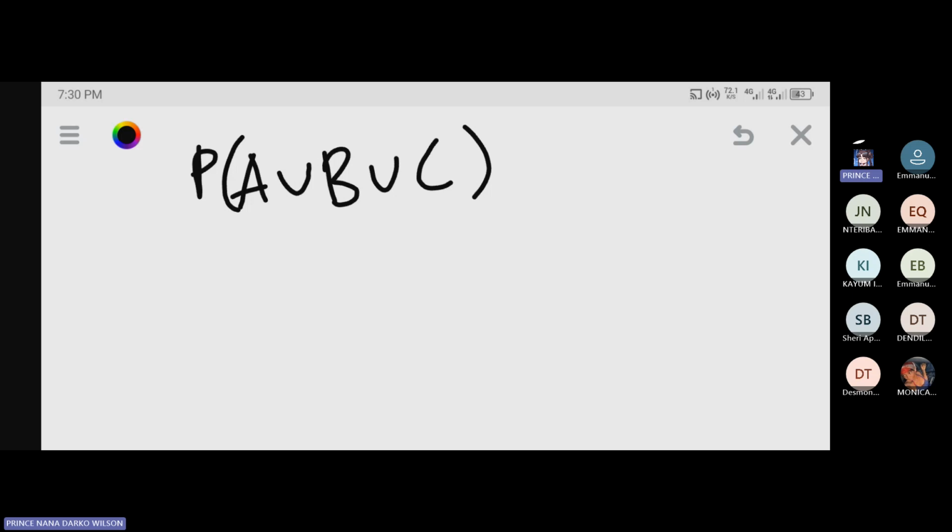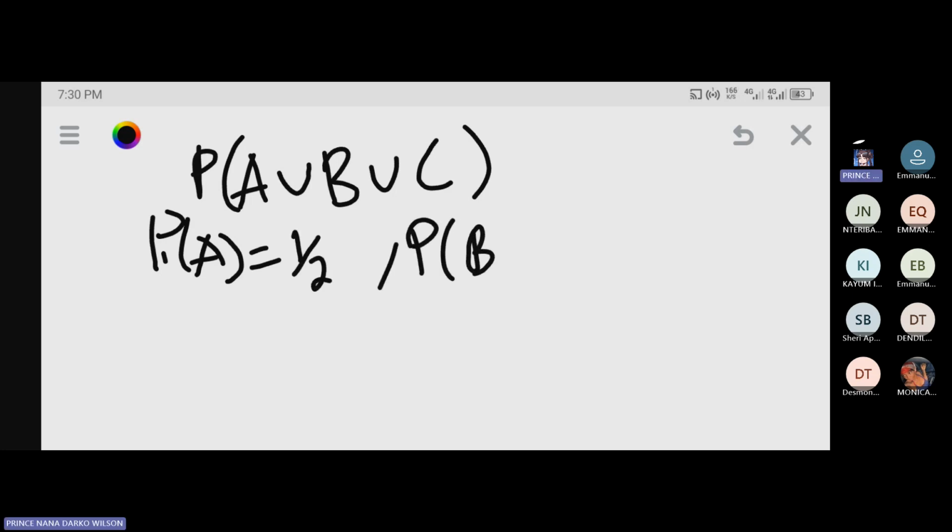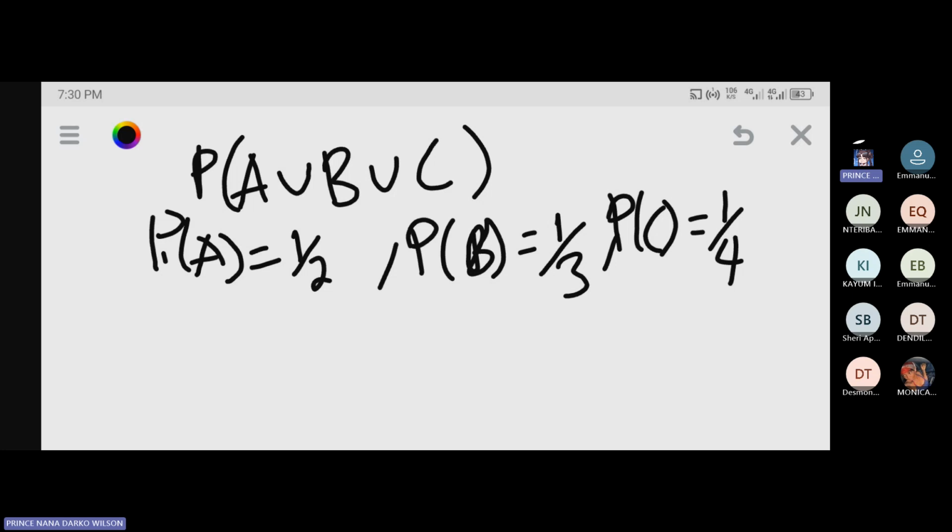So the probability of A was given to be 1/2, that of B was 1/3, and that of C is 1/4. Now we have to calculate the probability of all these three events occurring. That means you have to calculate the sum. Since it's A union B union C, so A or B or C, that's 1/2 plus 1/3 plus 1/4.